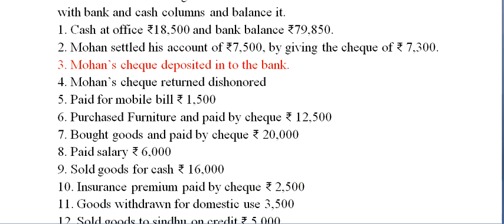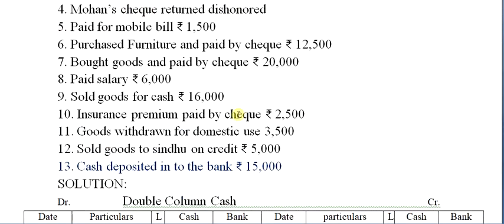11th point, goods withdrawn for domestic use. Goods withdrawn for private use, domestic use, personal use, household expenses, own use, will be treated as drawings. See here what is given: goods withdrawn for domestic use is given. So this point should be ignored.